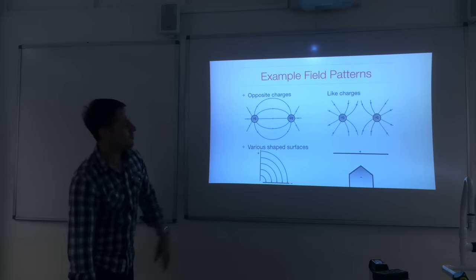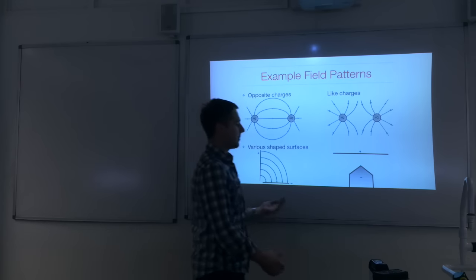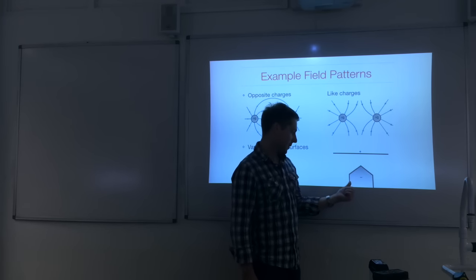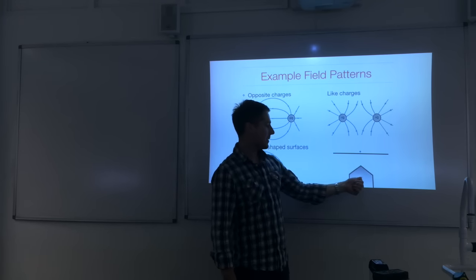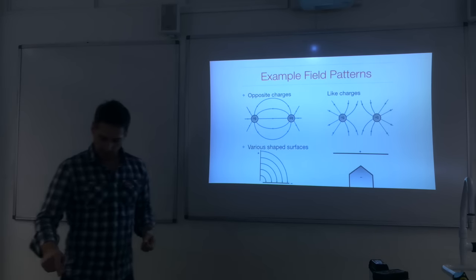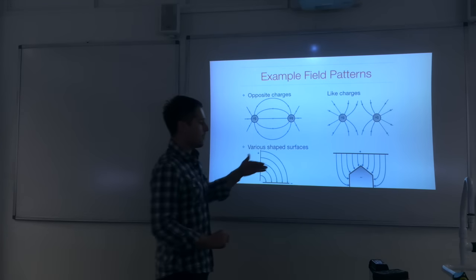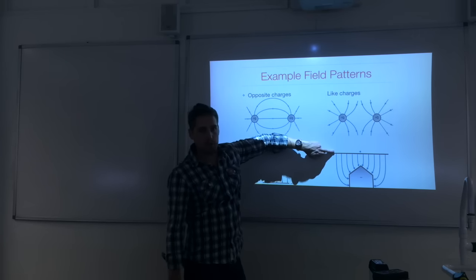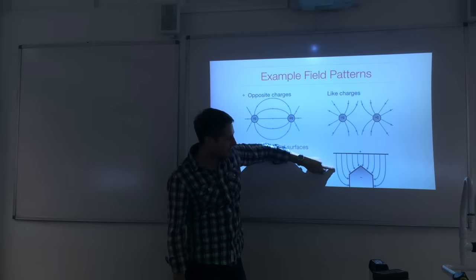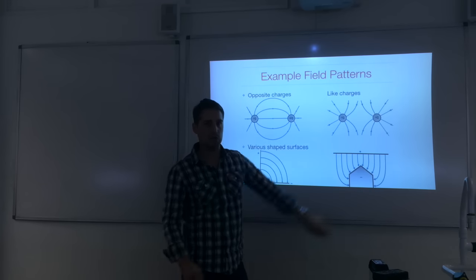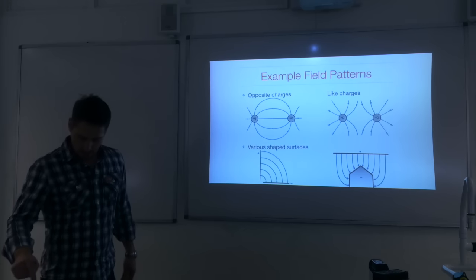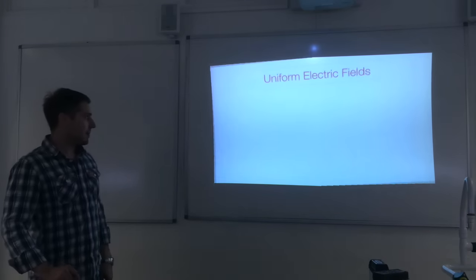And then if we take a more interesting array of shapes, we have this shape here, I suppose like a house, that's negatively charged, and a positively charged plate there. And again we see that they're leaving and meeting the surfaces at 90 degrees, and there's a smooth change in direction in between them. Okay, so those are some example field patterns.